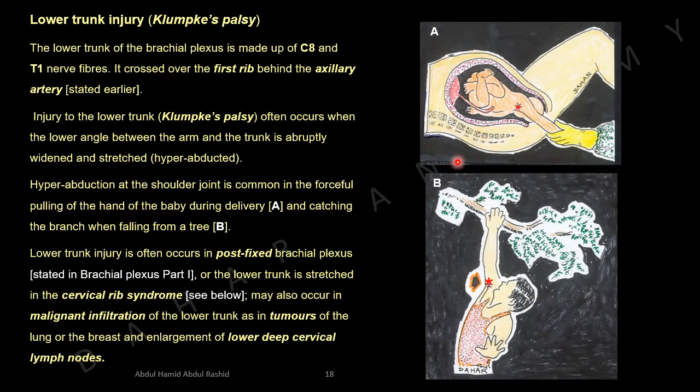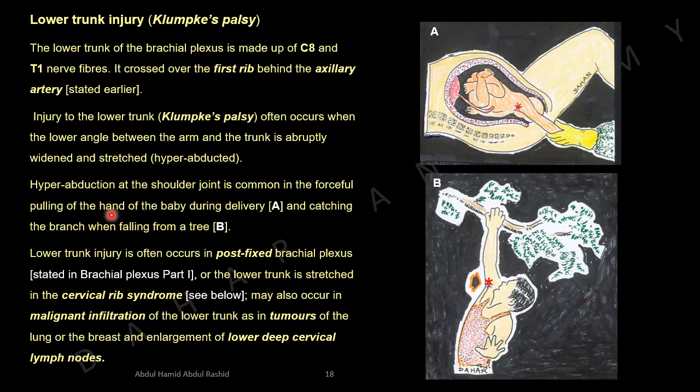We have two diagrams here, diagram A and diagram B. The topic is lower trunk injury, called Klumpke's palsy. The lower trunk of the brachial plexus is made up of C8 and T1 nerve fibers. It crosses over the first rib behind the axillary artery, as stated earlier. Injury to the lower trunk, Klumpke's palsy, often occurs when the angle between the arm and the trunk is abruptly widened and stretched, hyperabducted.